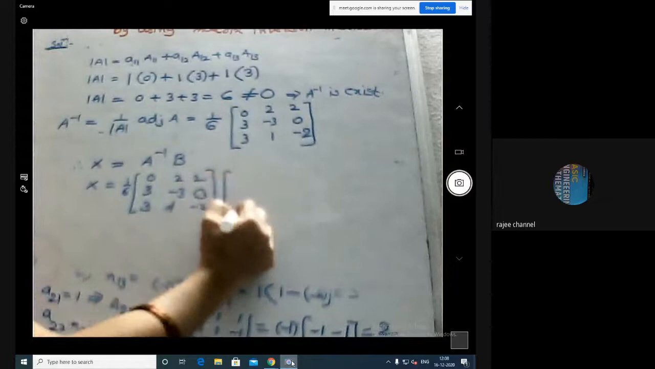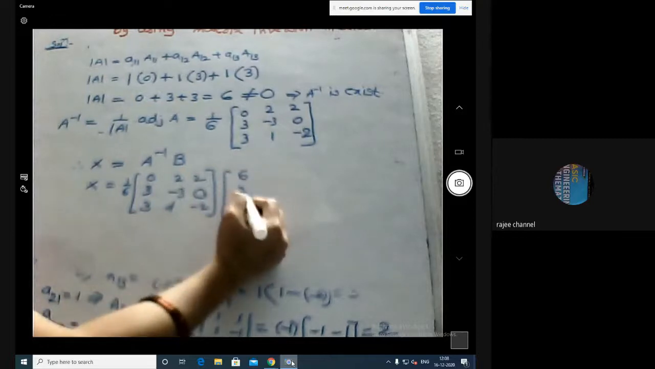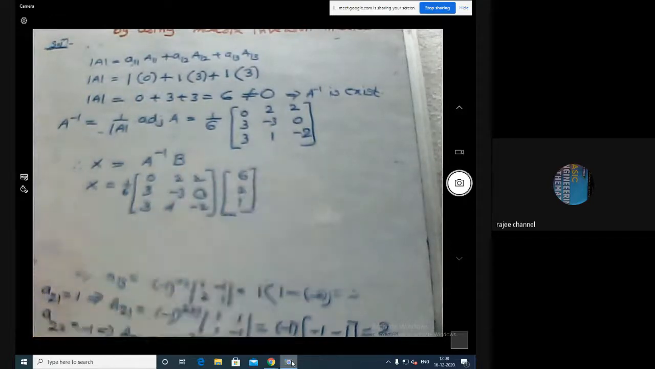Next, B matrix, the RHS set of constant values, as I said earlier. So that matrix is 6, 2, 1. Okay, this is the B matrix.